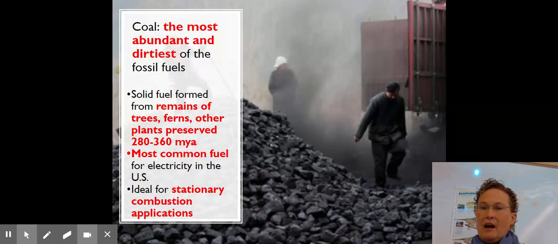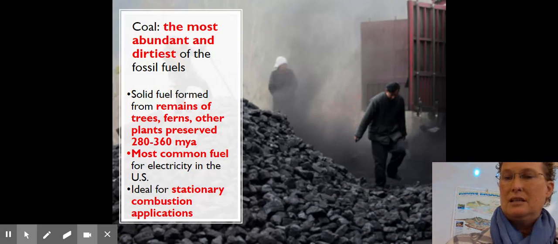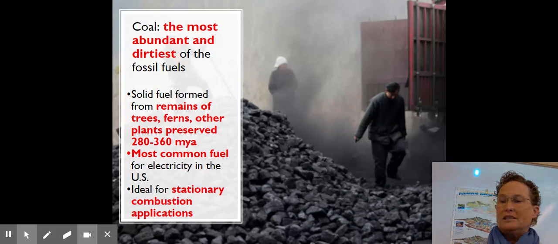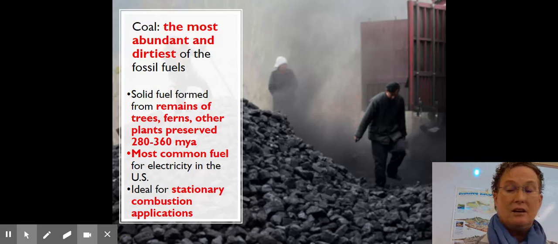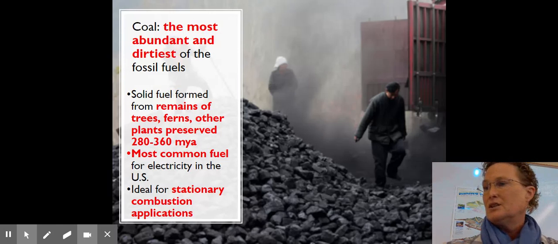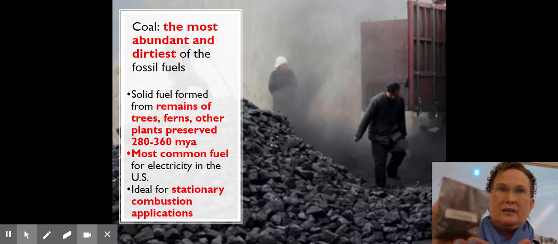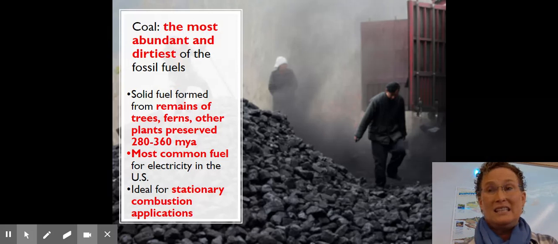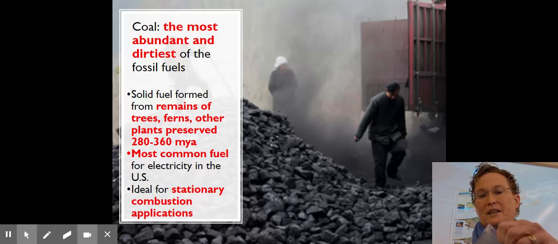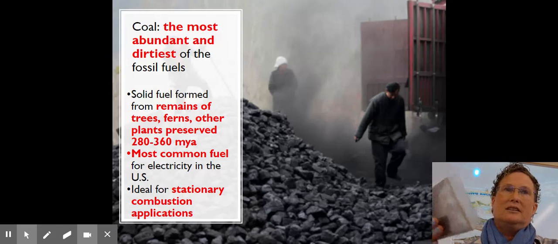All right. Now we're going to talk about coal. Coal is the most abundant and dirtiest of all of the fuels. So I can show you this. I have a piece of coal. This one is anthracite coal. And as soon as I get this out, my hands are going to get dirty. So maybe I'm not going to do this right now, but see, it's dirty. Well, all right, maybe I'll do it.